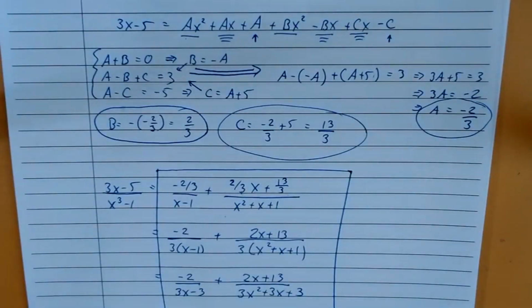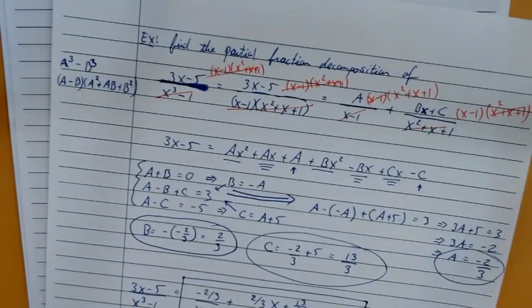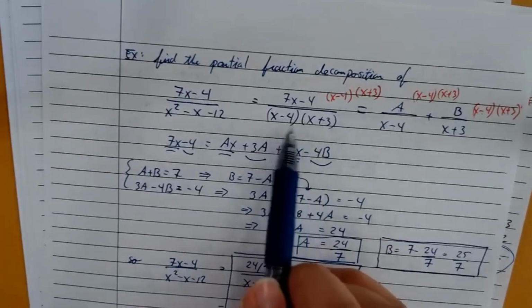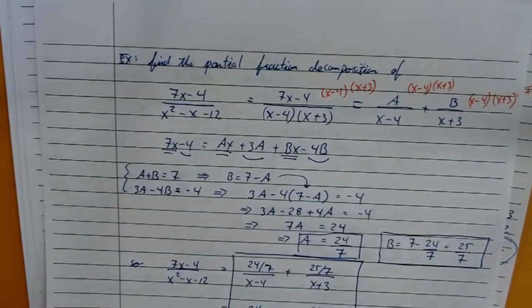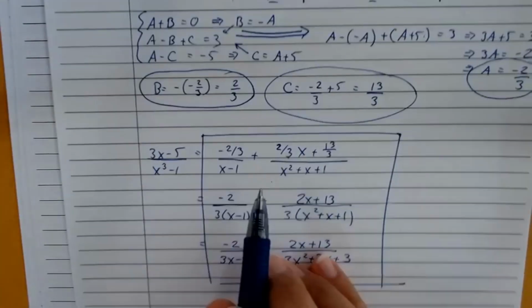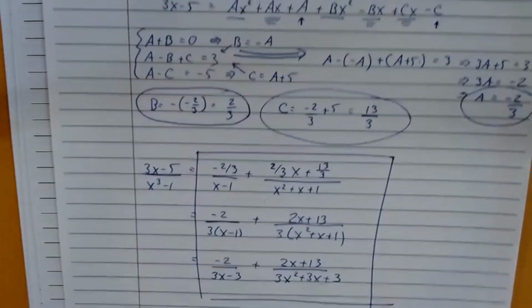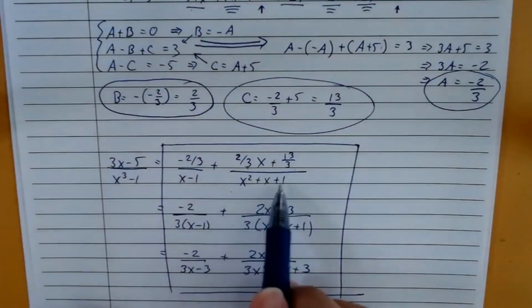All right, and finally we have case number 4. We've seen distinct linear factors, and then we've seen repeated linear factors. Well, now we've seen distinct quadratic factors. Well, what happens when we have repeated quadratic factors? What happens when you have something like this squared or cubed or something of that nature? So that's case number 4. What happens when you have repeated irreducible quadratic denominator factors?